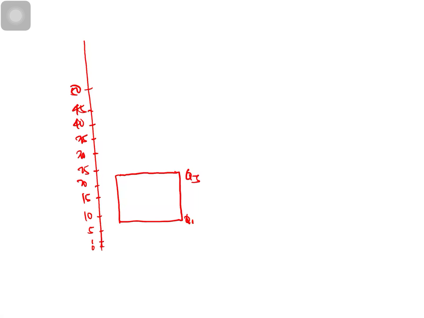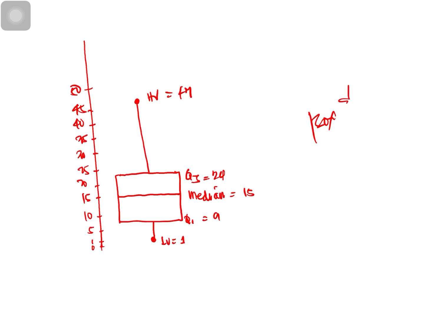Okay, what about the median? That is 15. This is 9. This is 24. And this is 15. Okay, then our lowest value is 1. And our highest value is 47. Okay, that is our box and whisker plot.